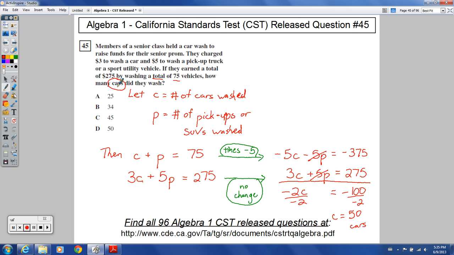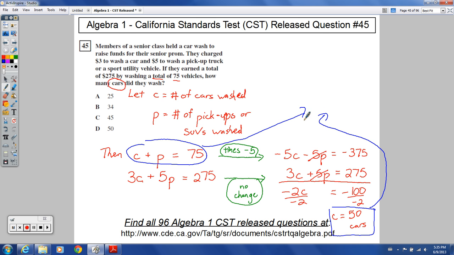Now what would that mean in terms of pickup trucks? If I take this equation here, I combine it together with the fact that C was equal to 50, I should get what my P was. I've got C plus P, so my C I know is 50. So I plug in 50. I've got 50 plus P equals 75.